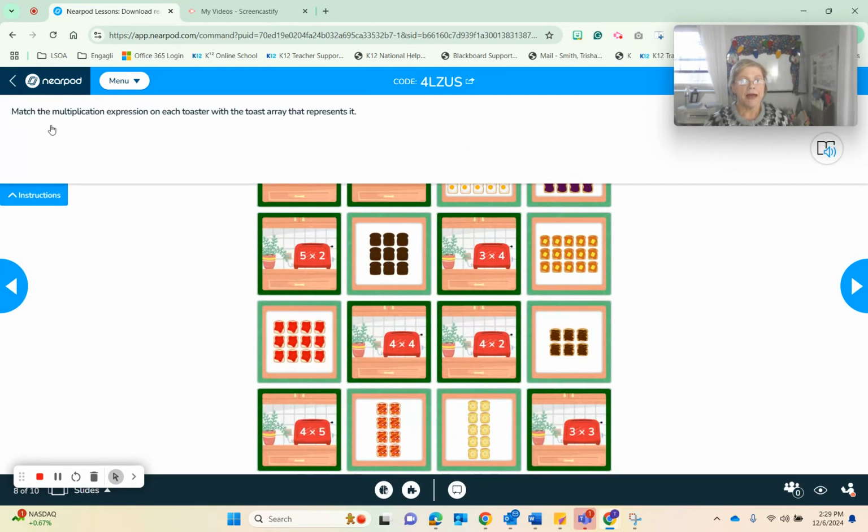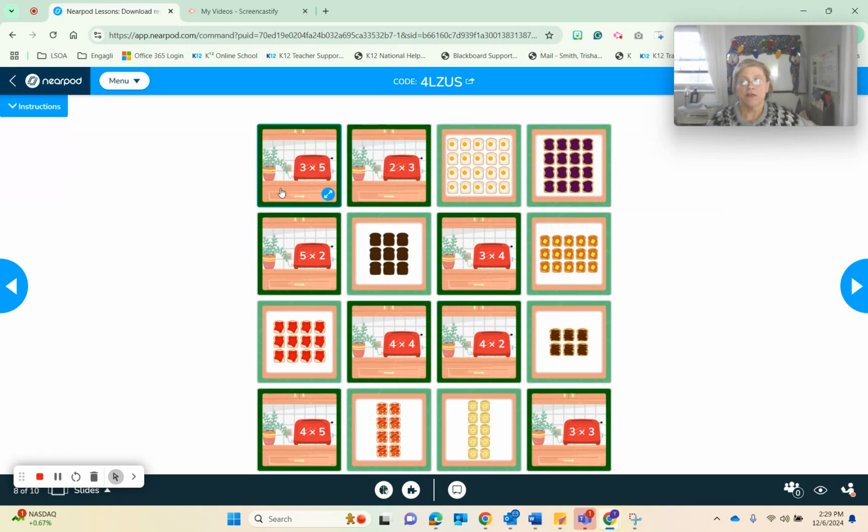From here, match the multiplication expression on each toaster with the toast array that represents it. So we're going to quickly do one together. Let's do one that allows Miss Brain to stop for 3 seconds.